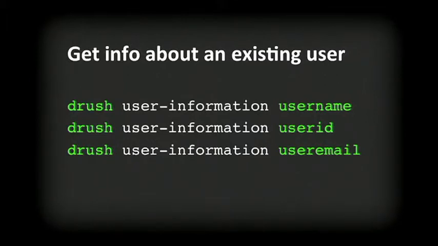But if you've got your own account or you're managing users for other people and you need to quickly do things and maybe you just don't have time to log in and do lots of stuff, you can use Drush. If you want to find information about a user, it's just Drush user information and then the username. You can alternatively use the user ID or the user email address, so you might not know the username. And that will give you information about the user, like whether they're blocked or not blocked, and what roles they have assigned to them, etc. So there's some very, very useful information you can get about a user very quickly.